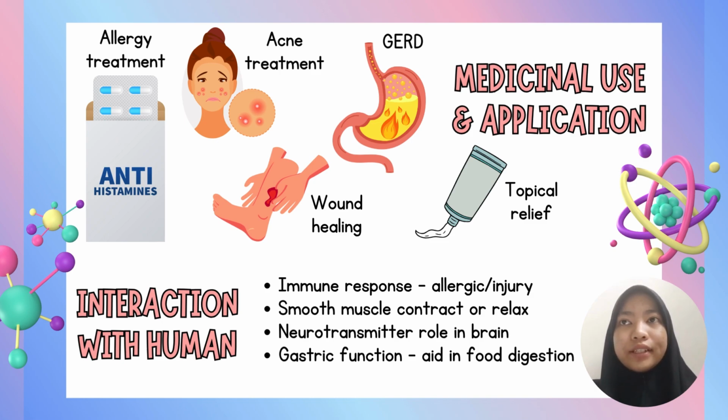Meanwhile, for histamine interaction with humans, the first one is that it will cause an immune response, where histamine is released by mast cells and basophils, particularly in allergic reactions. The second one is that histamine will promote vasodilation and smooth muscle contraction, which can affect blood flow and respiratory pathways. The third one is that histamine acts as a neurotransmitter in the brain, where it will regulate wakefulness, appetite, and other functions through H1 receptors. The last one is that it will interact in terms of gastric secretion. Histamine stimulates parietal cells in the stomach lining via H2 receptors to produce hydrochloric acid, which plays a key role in digestion. That's all from me.